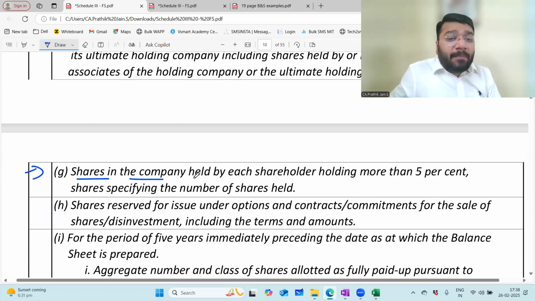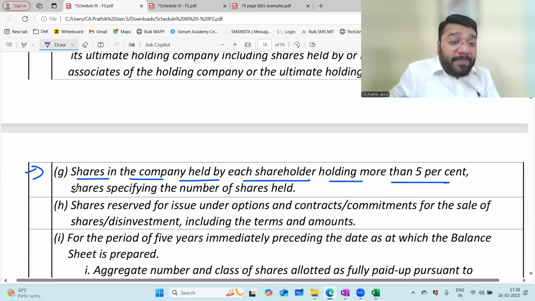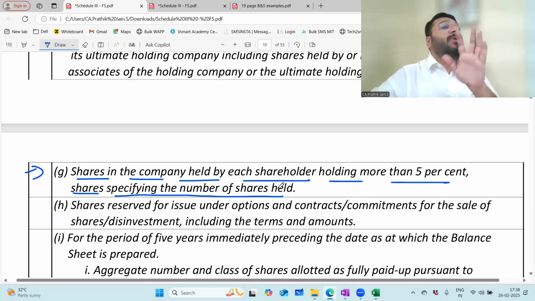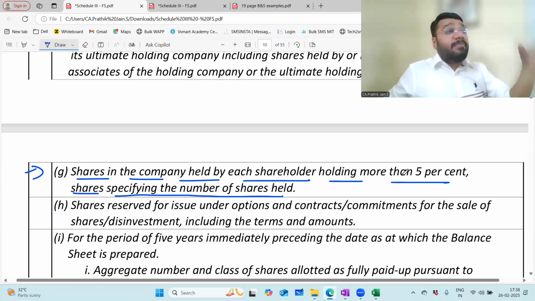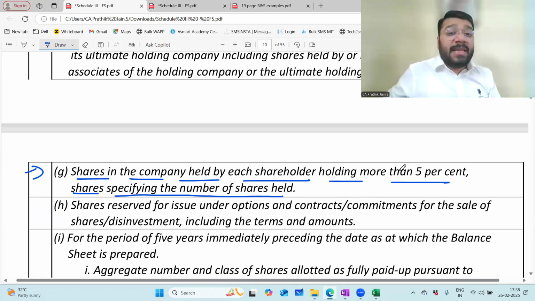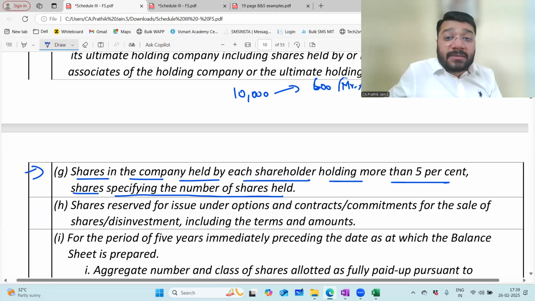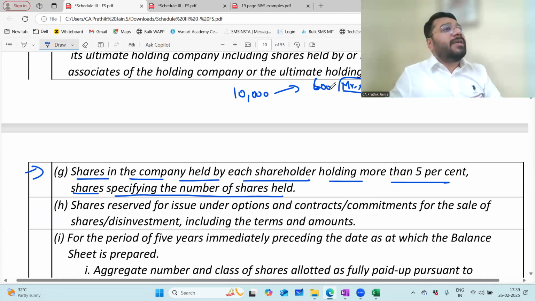G, shares in the company held by each shareholder holding more than 5% shares, specifying the number of shares held. Now this could come at your level. So in my company, if there is any person holding more than 5%, let's suppose the total number of shares I've issued is 10,000. There's one particular gentleman, Mr. X, holding 600 shares. Rest all people are holding 100, 200, 300, 400 shares. Like that, they are different shareholding patterns.